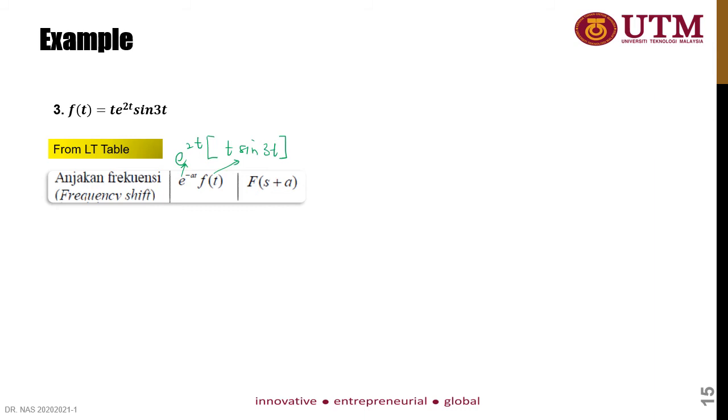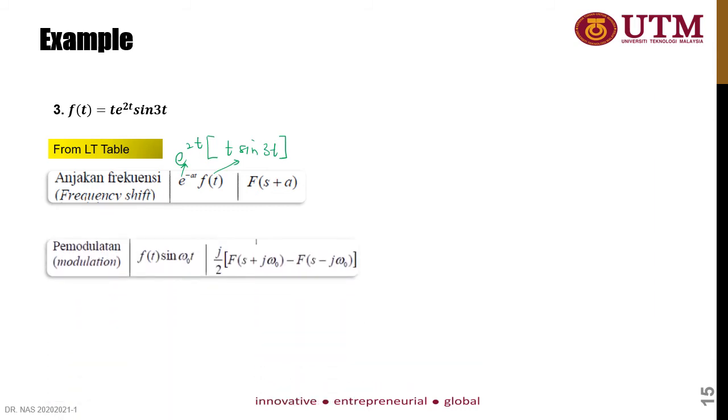But from the table also, you may find this function: f(t) sine omega naught t. If you compare to the given equation, this is the sine 3t, so your f(t) is basically t e to the t. So this is your f(t), and in S domain the equation will be something like this.